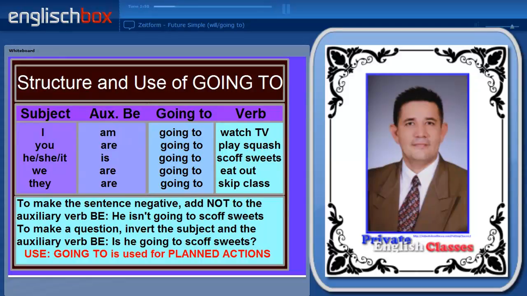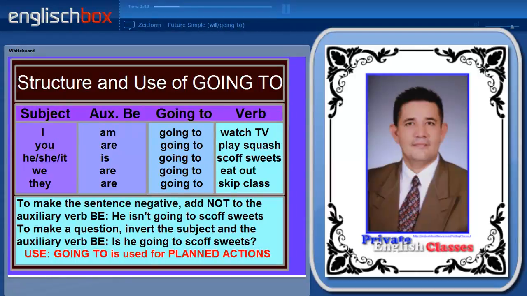Now in conversation, we often make a number of contractions. The first contraction we make is with the subject and the verb to be. So I am becomes I'm, you are, you're, he is, he's, we are, we're, and they are, they're.